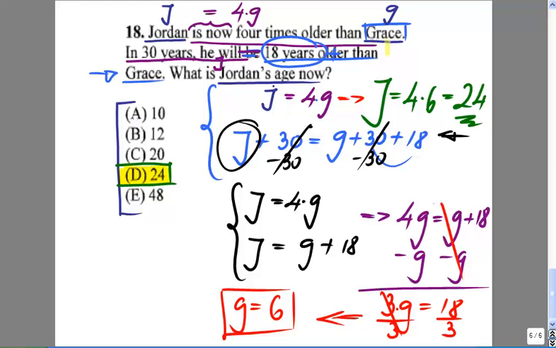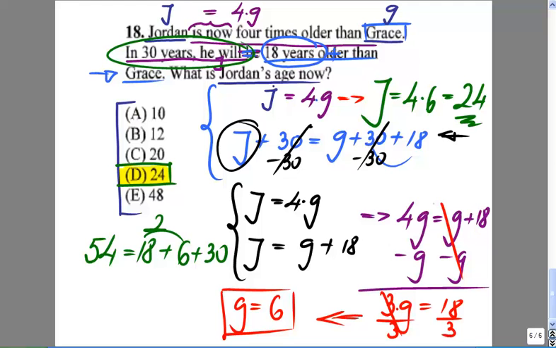You can check. Is 24 4 times 6? Yeah, it is. In 30 years, Jordan will be what? 24 plus 30, which is 54, and that should equal what? 18 years plus Grace's age, 6 plus 30, right? Well, is that 54? Well, 18 plus 6 is what? 24 plus 30, 54. We're good, right? It checks. We did it right. This is one way in which you can solve this problem.